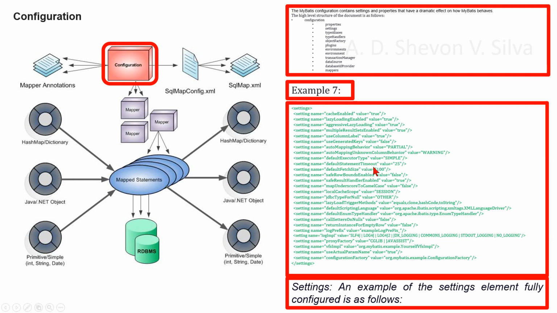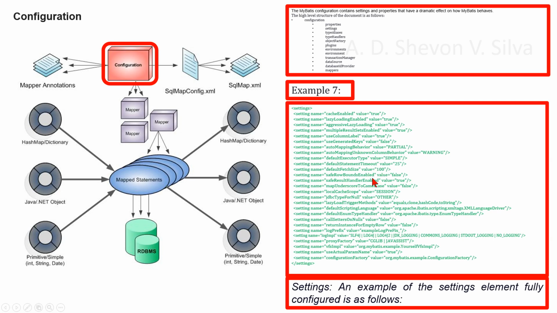Default statement timeout sets the number of seconds the driver will wait for a response from the database. Valid values are any positive integer. Default is not set. Default fetch size sets the driver a hint to control the fetching size for the returned results. This parameter value can be overridden by a query setting. Valid values are any positive integer, and the default is not set, which is null.